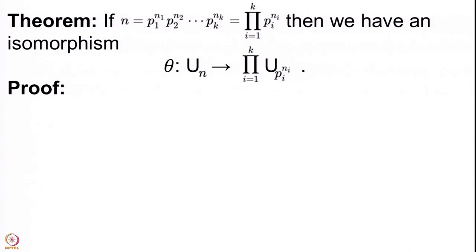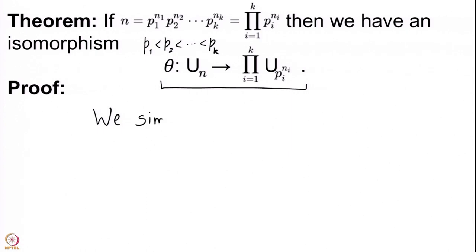Here we have this decomposition for n where the primes are of course arranged in increasing order. So we have p1 less than p2 less than dot dot dot pk. They are not just distinct, but they are put in some nice order. Then the map theta actually is an isomorphism of groups. And this is a corollary, we simply use the previous result.